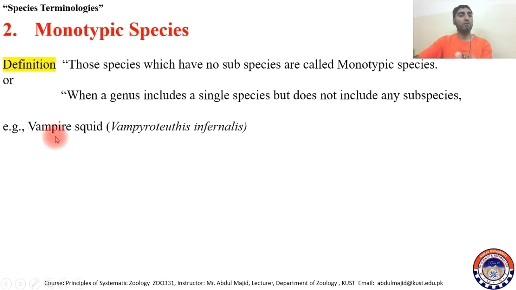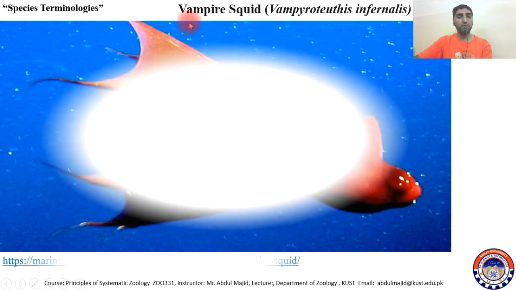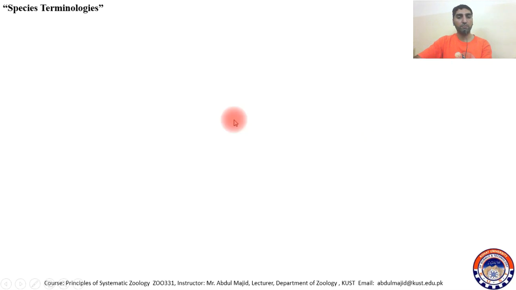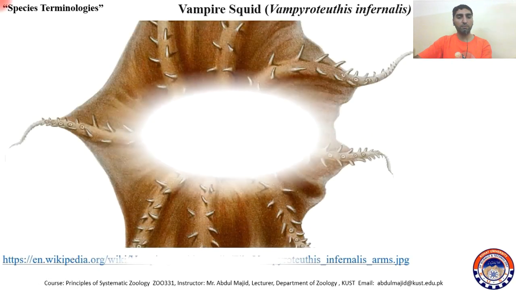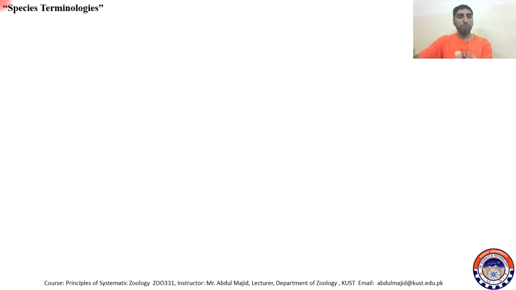For example, the vampire squid, Vampyroteuthis infernalis, is an example of a monotypic species. Vampyroteuthis is the genus, and it has only one species. So there is no subspecies. That's why the vampire squid is a monotypic species. And this is a picture of the vampire squid, and this is another picture. That's what it looks like.